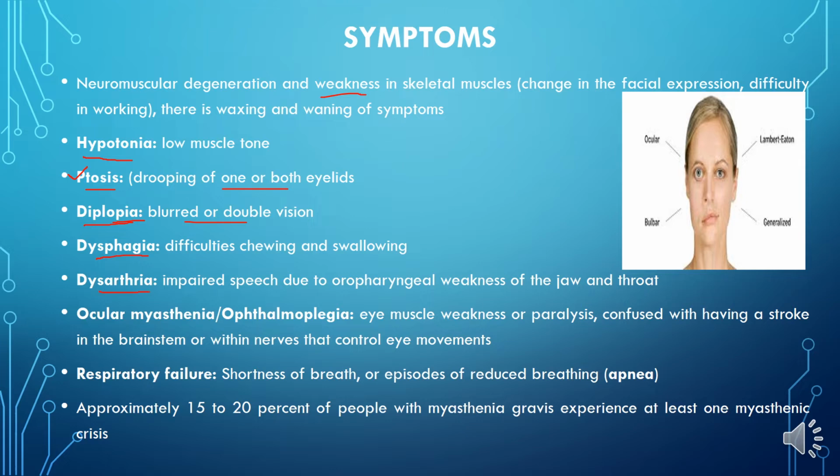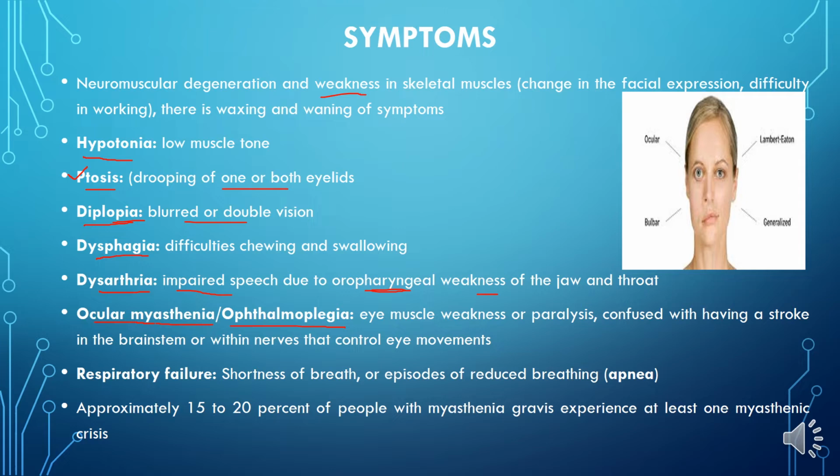Dysarthria is basically weakness in the oropharyngeal region, that is the pharynx, which is responsible for the voice. So in the oropharyngeal region there is weakness in these oropharyngeal muscles. As a result, there is not proper vibration and we have a very impaired and slurred speech, that is called dysarthria.